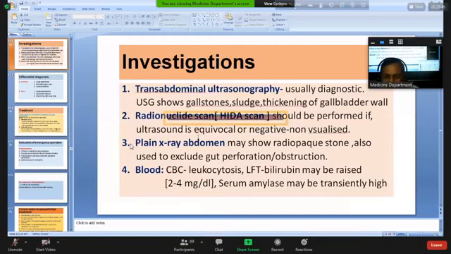It shows the gallbladder is distended, the wall is thick, and it contains one or more echogenic structures casting acoustic shadow. Other investigations like HIDA scan and plain X-ray abdomen are not very important and usually not done routinely. But do the routine blood tests like TC, DC, and liver function test.